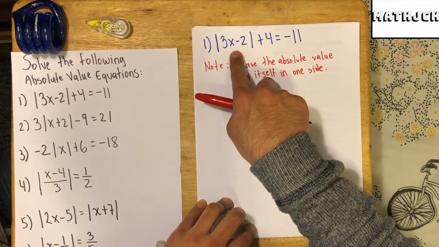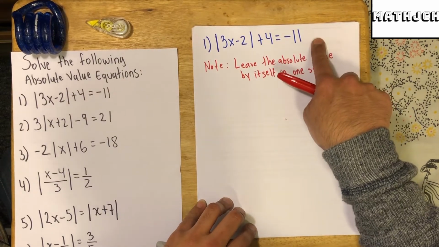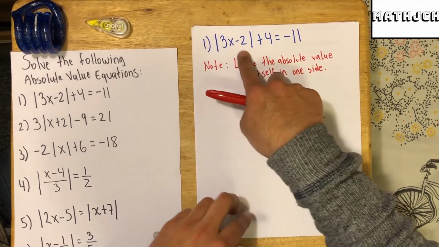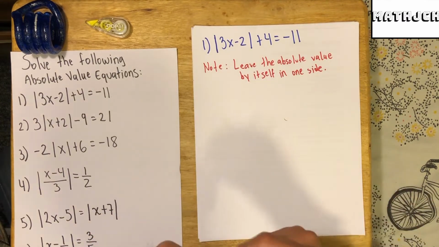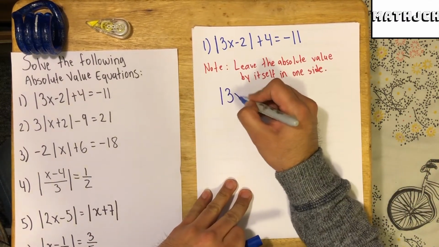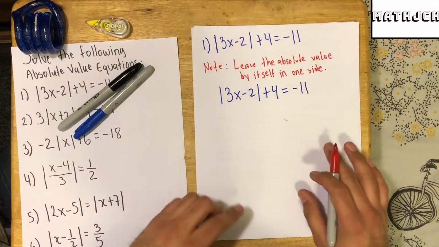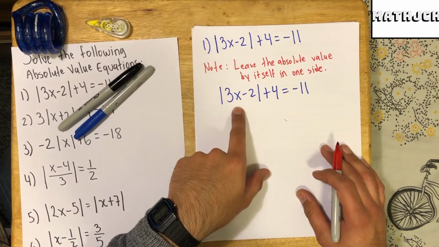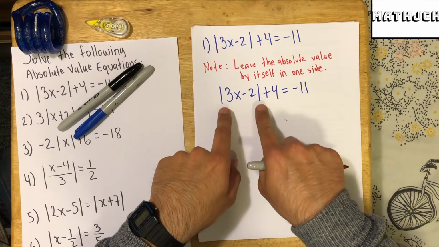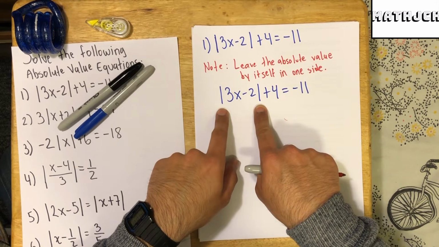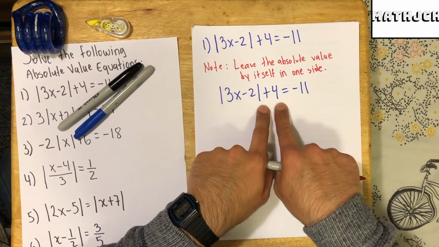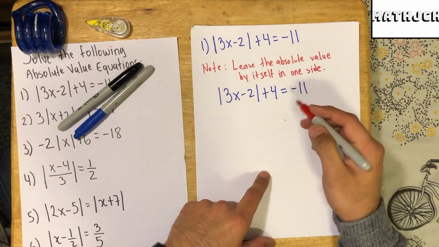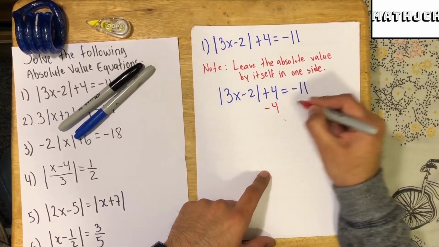So that means that we have to move this 4 to the other side in order to leave the absolute value by itself in the left side. So let's do that. Let me rewrite the equation again. We can actually move the 4 to the other side because it's outside of the absolute value. And we want to leave the absolute value by itself in the left side. So this 4 is adding. So to move it to the other side, we do the opposite. The opposite of adding is subtract.